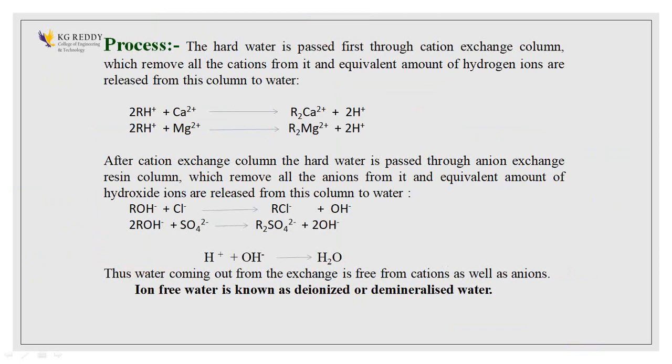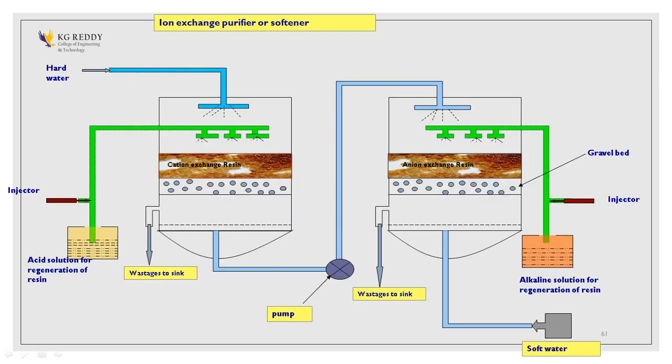So here the permanent hardness will have chlorides and sulfates. These chlorides can be exchanged by the OH minus, hydroxyl anion. Therefore R and Cl will be combined, OH will be free. Here also sulfate can be replaced by the OH minus and then it will form R2SO4 2 minus and 2OH minus, right?